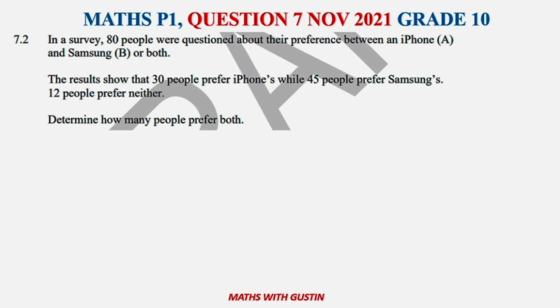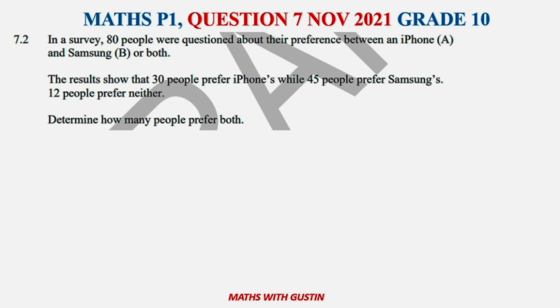And then 12 people prefer either. So these ones don't use either of those phones. They are probably using Huawei, and Mobicel as well. Now determine how many people prefer both.